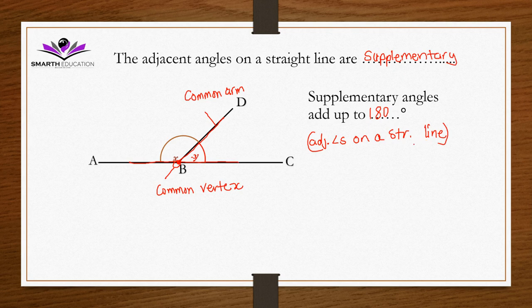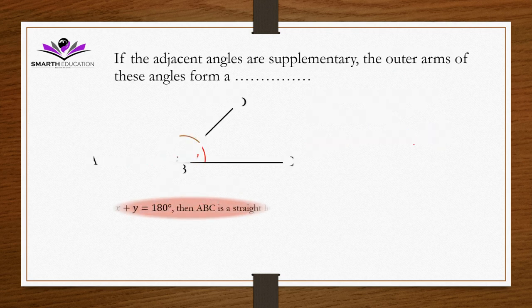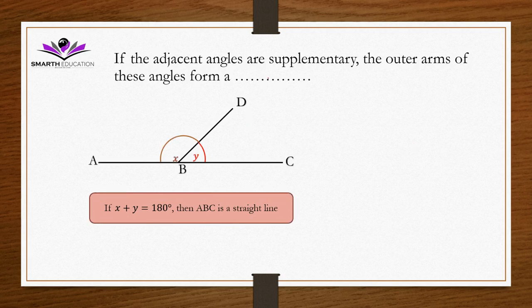Right. And then now, if the adjacent angles are supplementary, what does that mean? It means that the outer arms of these angles form a straight line. What do I mean by that?